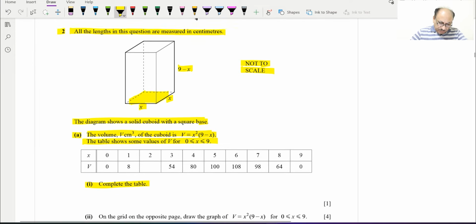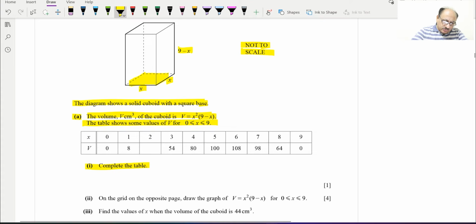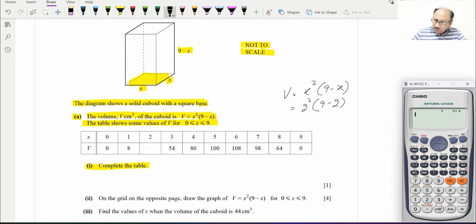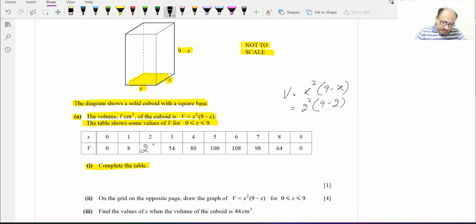So how can we complete the table? Basically, we just need to substitute the value into V equal to x squared into 9 minus x. With x equal to 2, this will be 2 squared into 9 minus 2, which is equal to 28. So this term will be 28, and we are done with the 1 mark part.